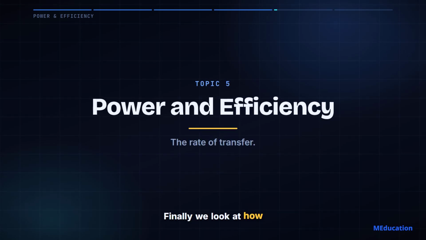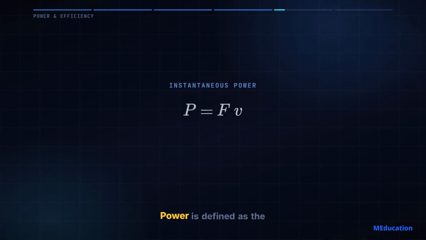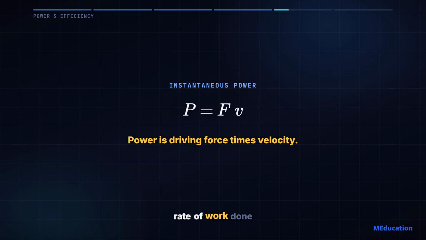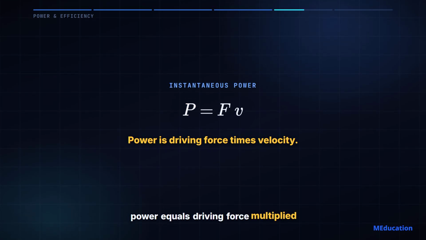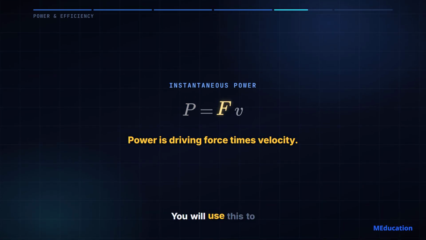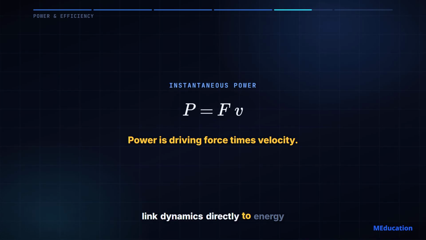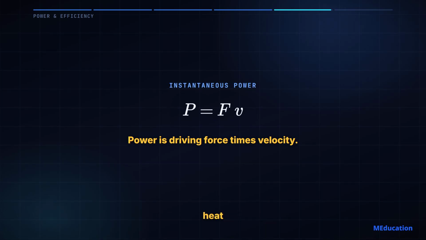Finally, we look at how fast these transfers happen and how useful they actually are. Power is defined as the rate of work done. You will calculate it using work divided by time, but Cambridge examiners especially love this equation. Power equals driving force multiplied by velocity. You will use this to link dynamics directly to energy. We will also evaluate efficiency, calculating exactly what fraction of your total input energy performs the task you actually want, rather than being wasted as heat.